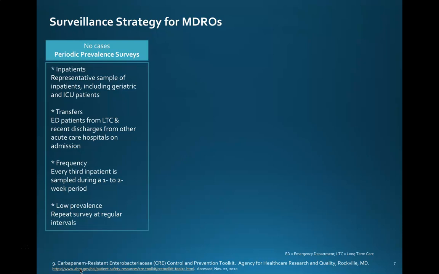You would want to screen transfers on admission, for example, emergency department patients who have come in from long-term care facilities, or recent discharges from other acute care hospitals, particularly those where prevalence of particular MDROs are known to be high. And you would do this perhaps with every third patient over a 1 to 2 week period, and you would continue to do that as long as your prevalence was low. You would repeat this survey at regular intervals.